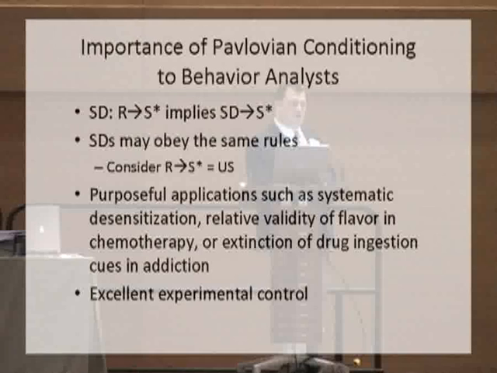Of course, there have been many purposeful applications of Pavlovian conditioning. Systematic desensitization is relatively famous. In chemotherapy, it's common now to use a maple flavor before having the chemo so that the conditioning actually occurs to that flavor rather than to the pizza that you had just before you came into treatment. And that keeps people's weight up. Drug ingestion cues, cues that involve the seeking and the ingestion of a drug, tend to lead to craving and withdrawal responses that keep drug-taking behavior going, and those can be extinguished through a basic Pavlovian extinction. And finally, there's excellent experimental control afforded by the study of Pavlovian conditioning.